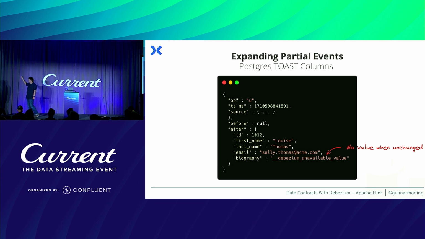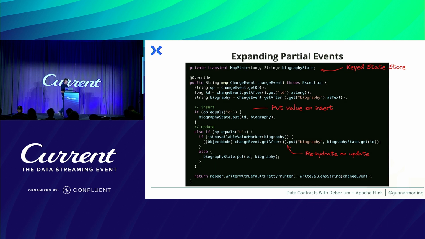In case of Debezium, the way this is exposed, you would get this marker value, this special magic value, Debezium unavailable value. This tells you, okay, this is a TOAST column, its value didn't change, so we cannot give you the previous value. And this is not really ideal because, if you have consumers, what do we do with those markers? Instead, we would like to have change events which always contain the full view onto our data.